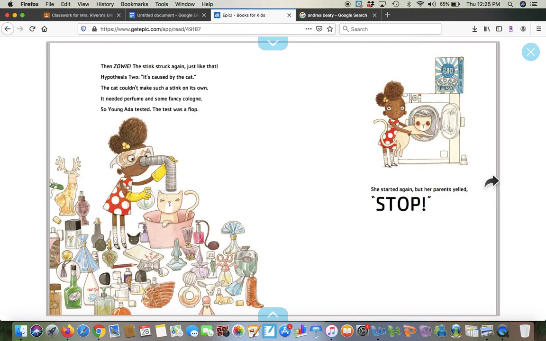Then zowie, the stink struck again just like that. Hypothesis 2: it's caused by the cat. So what does she think is the second hypothesis of the stink? She thinks it's the cat that smells. The cat couldn't make such a stink on its own. It needed perfume and some fancy cologne. So young Ada tested. The test was a flop. She started again, but her parents yelled, "Stop!" So was she right? Nope, it was not the cat. So both of her hypotheses were wrong.